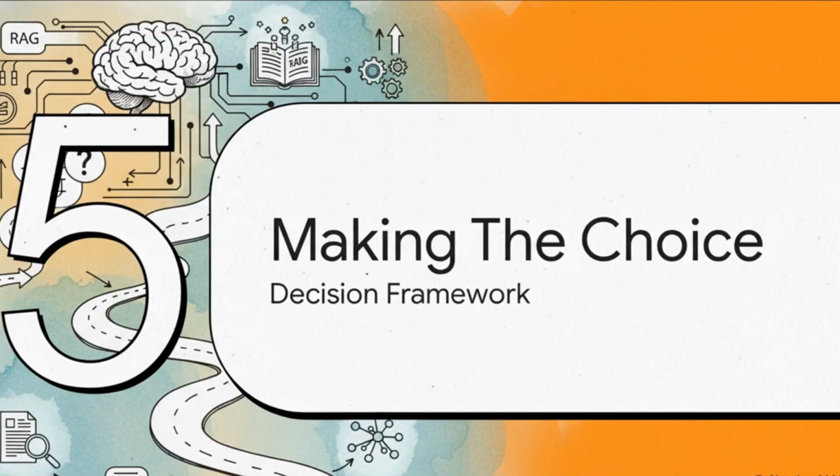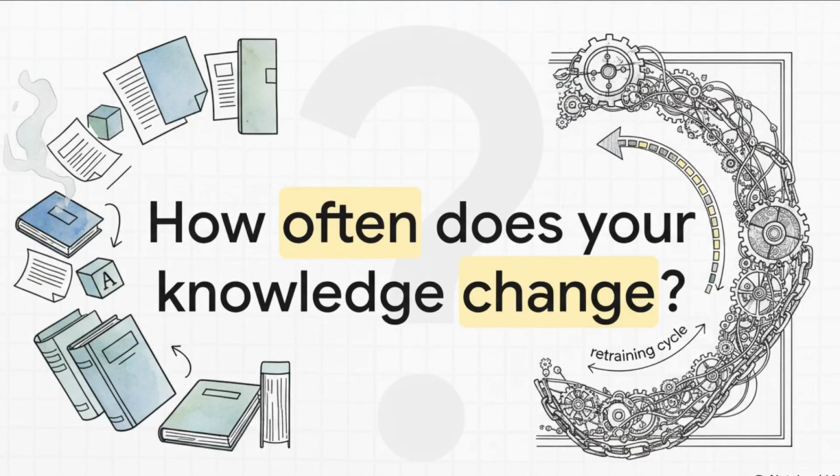Okay, we've covered the theory, we've looked at the data. Now for the most practical part. Let's walk through a super simple decision framework to help you pick the right tool for your job. First question you have to ask is about data volatility. How often does your source of truth change? If your product docs or internal policies are updated weekly or even daily, RAG is a no-brainer. Updating a RAG system is as simple as swapping out a document. Updating a fine-tuned model means another full training run.